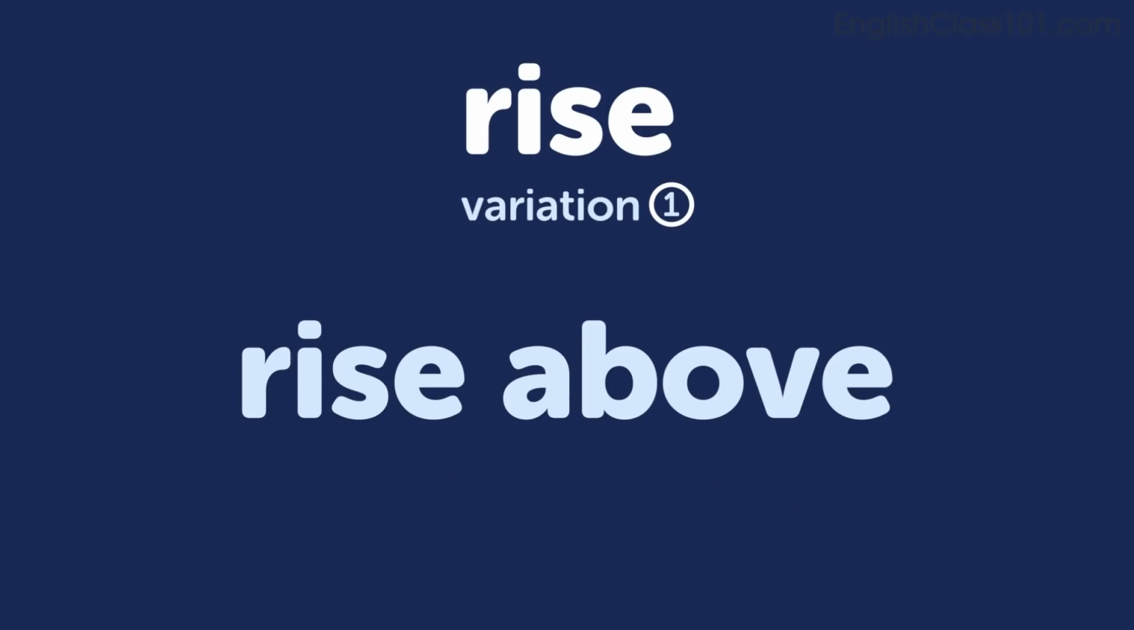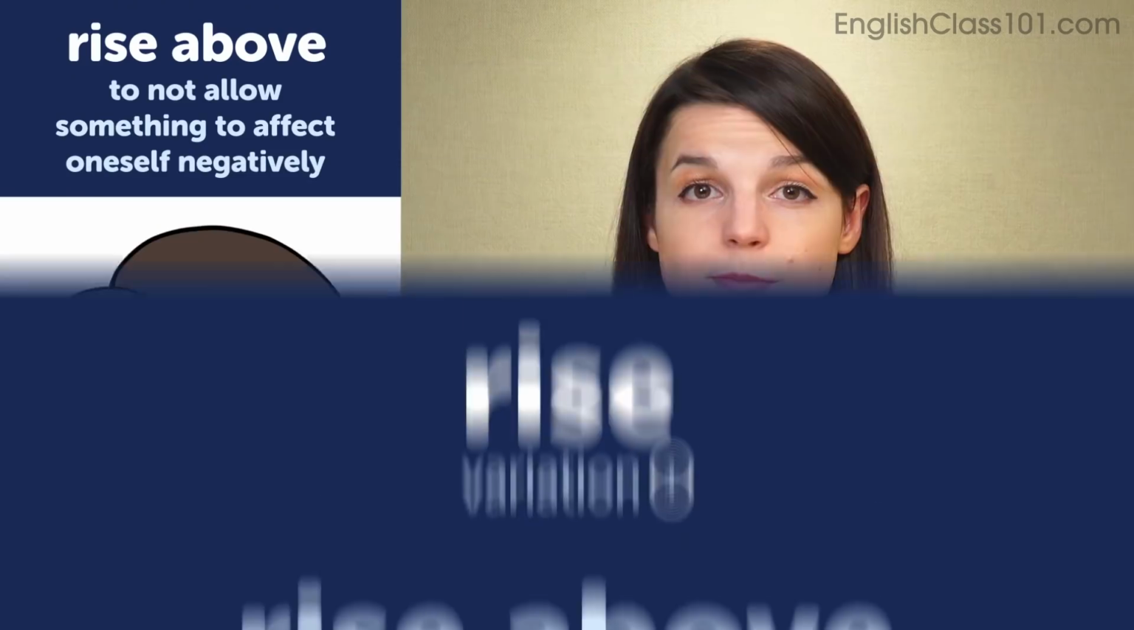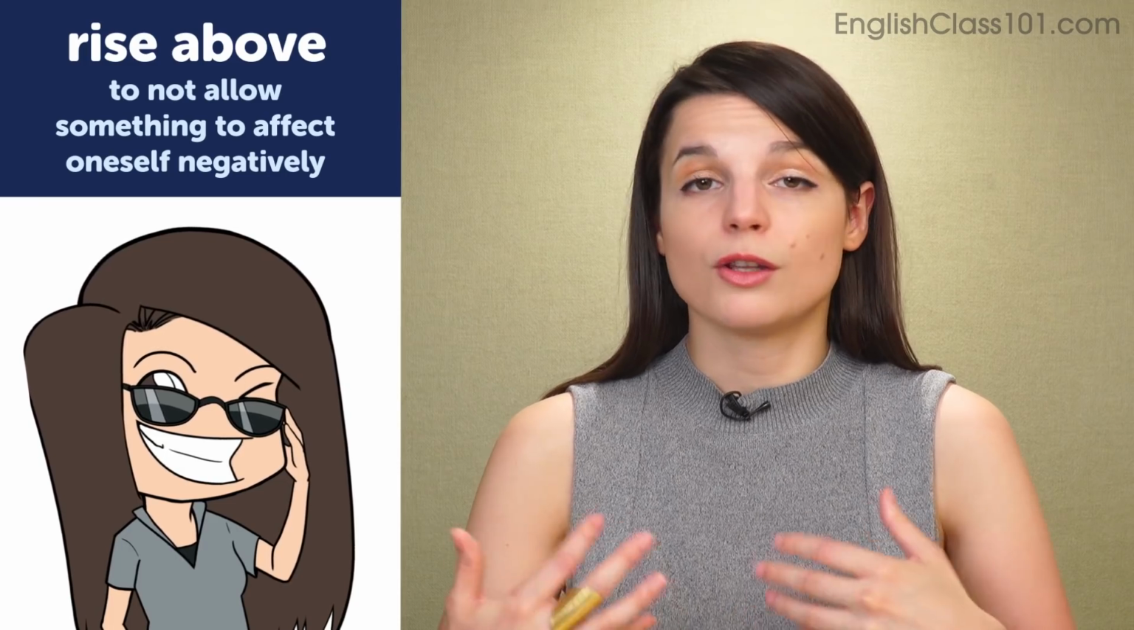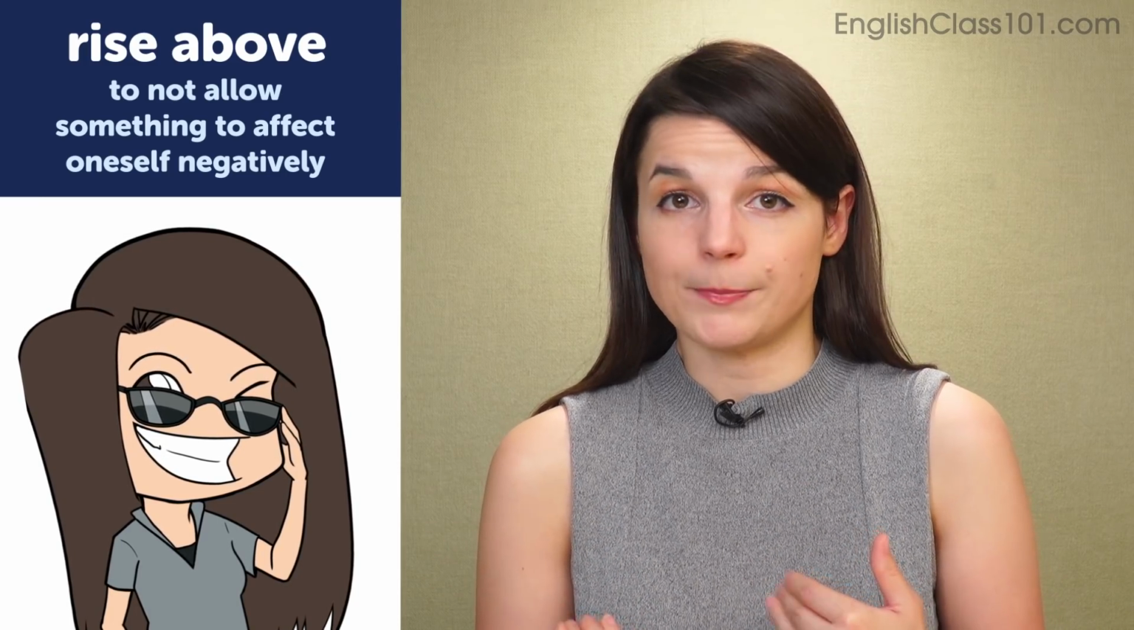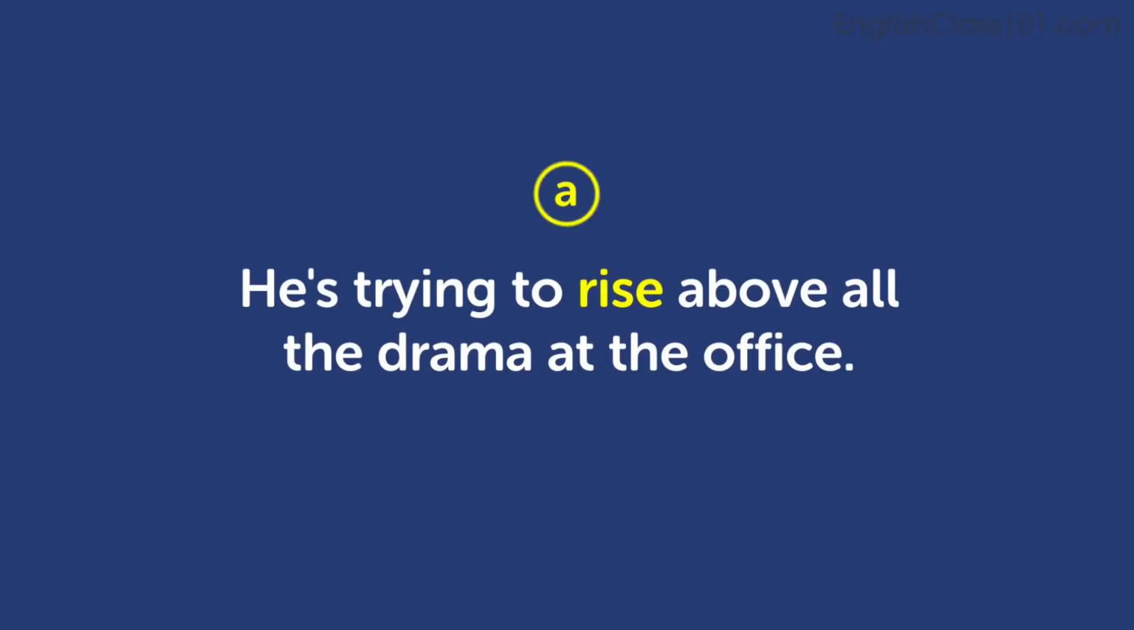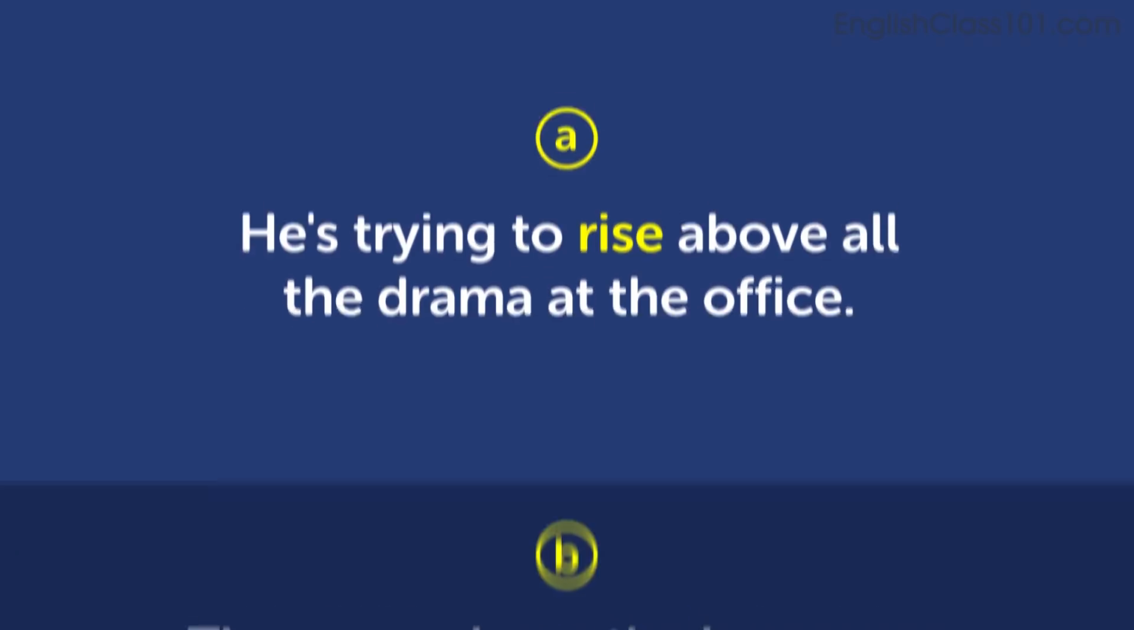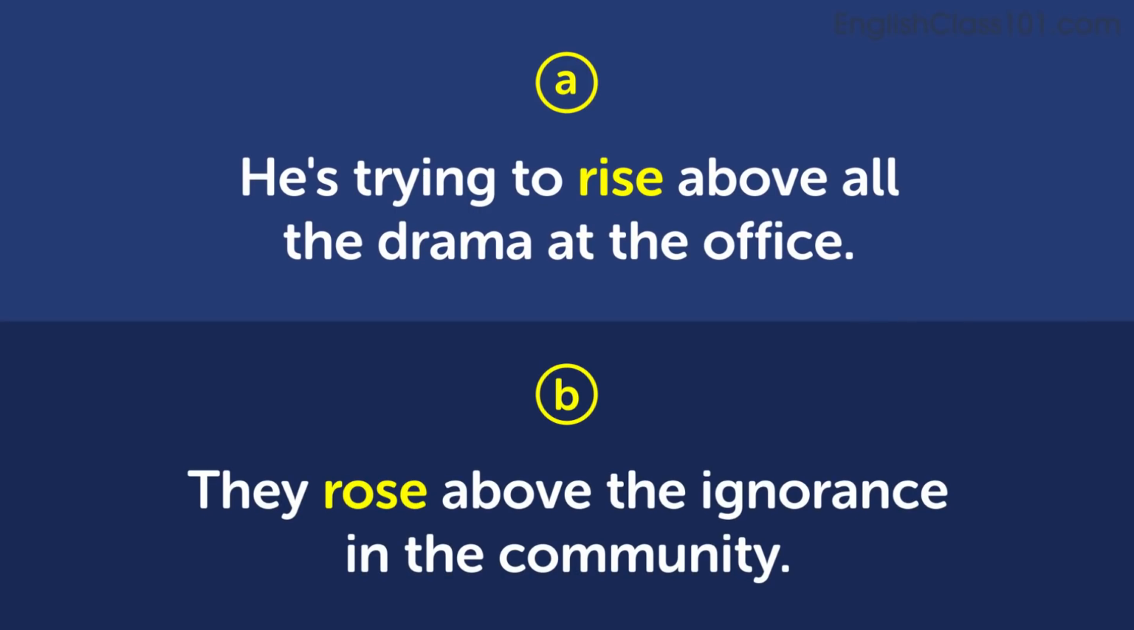Let's continue on to some variations of this verb. The first variation is to rise above. This means to not allow something to affect you negatively. So examples of this. He's trying to rise above all the drama at the office. They rose above the ignorance in the community.